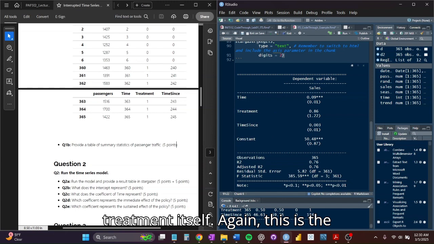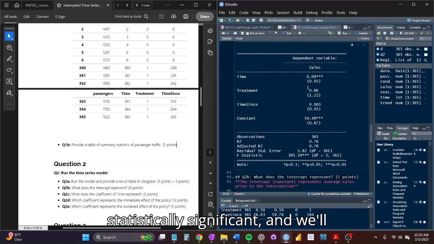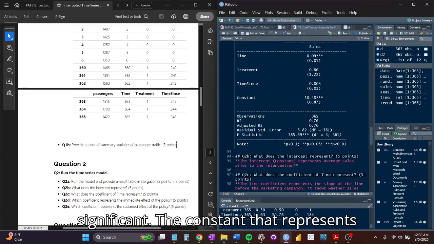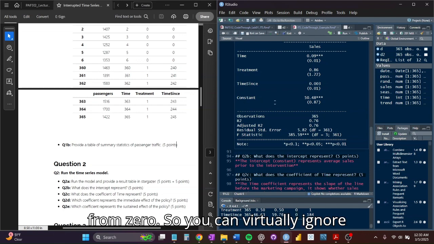The treatment itself, again, this is the immediate effect. Treatment represents the immediate effect. There was an increase. However, it is not statistically significant, and we'll actually discuss that shortly here. Time since, there was a very small increase, and it was not statistically significant. The constant represents the intercept, and it's significant because it's different from 0. So you can virtually ignore that, but we need that for plotting purposes. That's where our y-intercept would be.